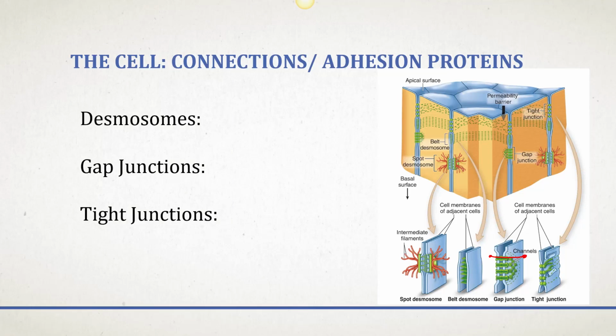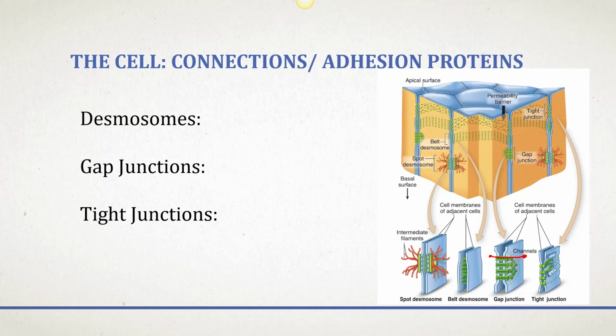So if we have electrical activity happening in one heart cell, we want it to get to the neighboring heart cell very quickly so that we can have an overall contraction of the heart muscle tissue. So we have gap junctions there to allow for the transfer of information from one cell to the next very fast. Then we have tight junctions.